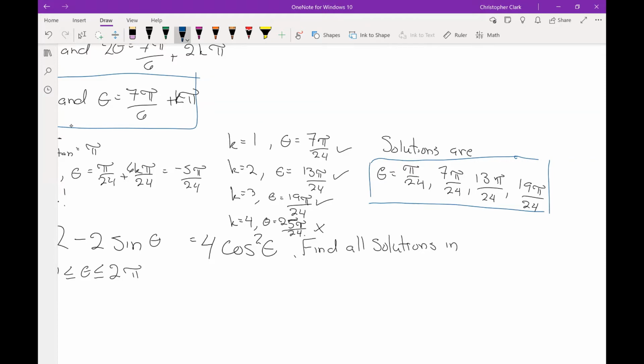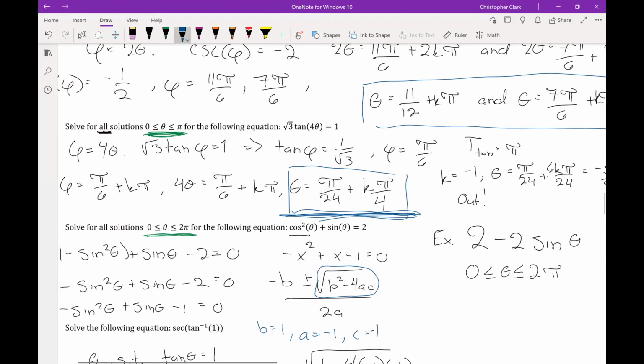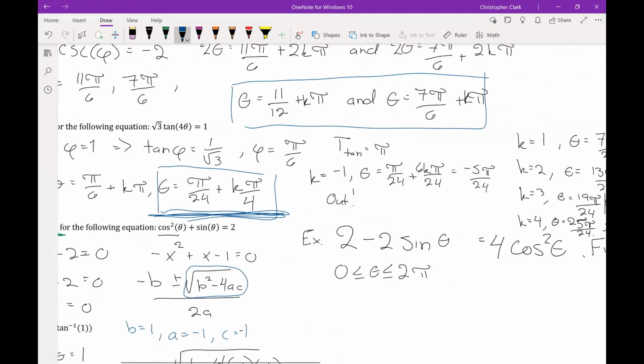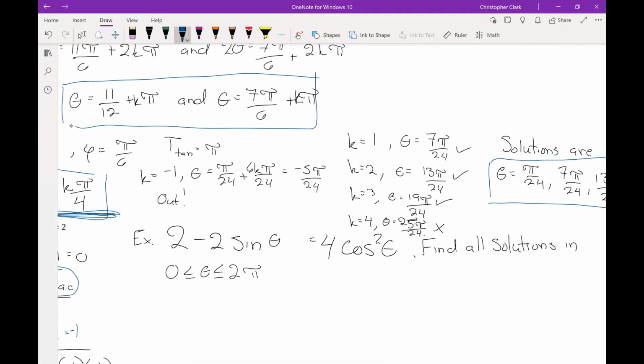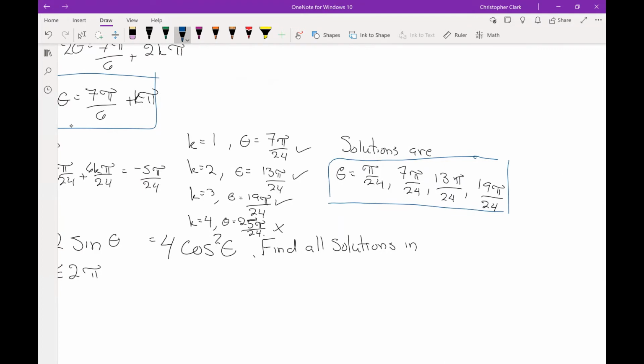So this is the set of solutions if we want all possible solutions. This would be all possible solutions if this weren't here. But because this is here, we have to say, okay, what values of k are going to work? And k equals 0 is the first one. So that's just pi over 24. And then we tried k equals -1. That was out of bounds. But k equals 1, 2, and 3 did work. And so we end up with these solutions.